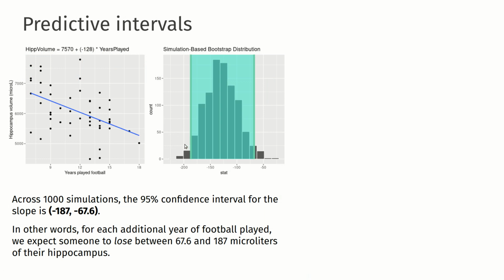And in this case, I did 1,000 simulations of this, and the 95% confidence interval for that slope turned out to be minus 187 all the way up to minus 67.6. In other words, for each additional year of football played, we would expect someone to lose between 67.6 and 187 microliters of their hippocampus. In other words, for each additional year, that is the cost you pay in terms of the volume of this region of your brain that's important for forming and retaining memories.